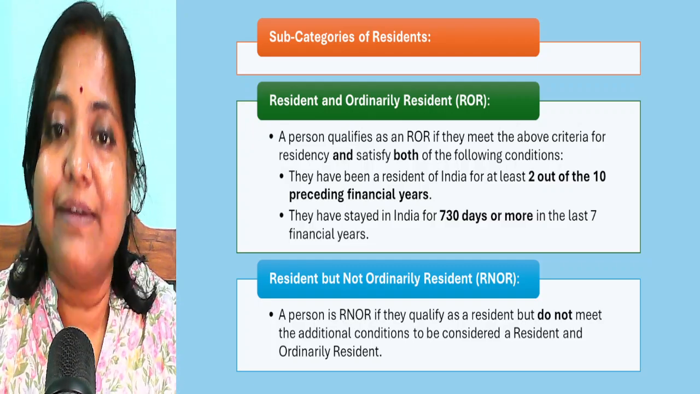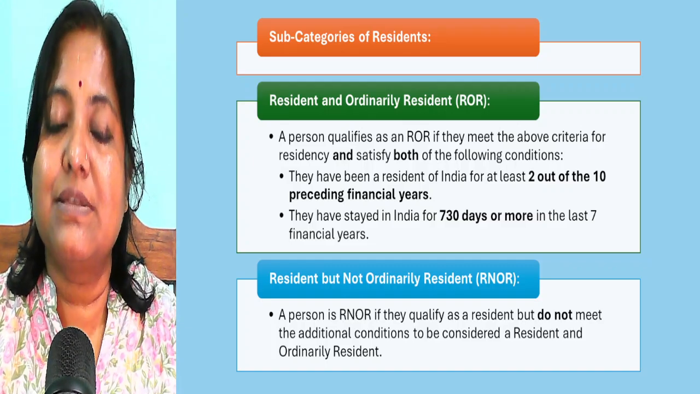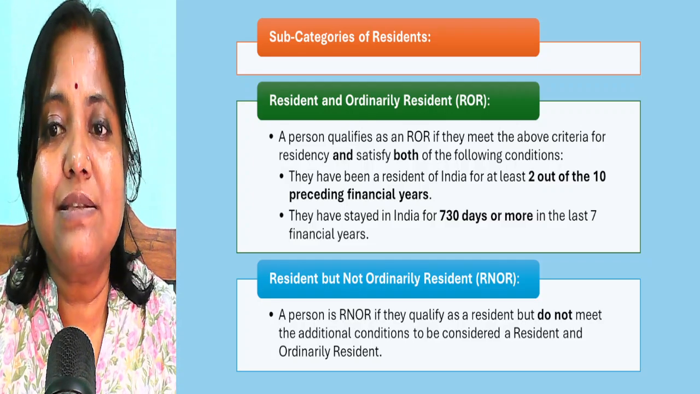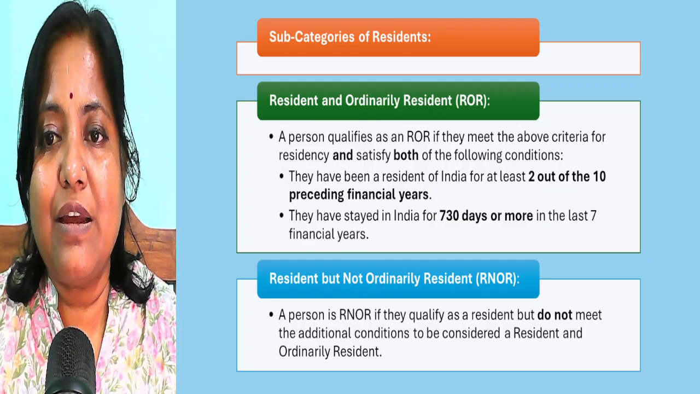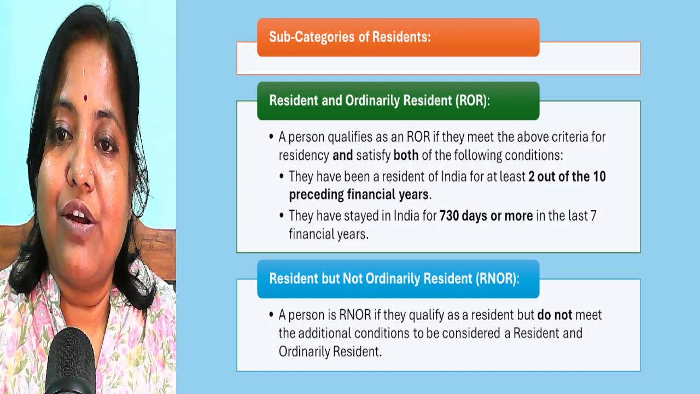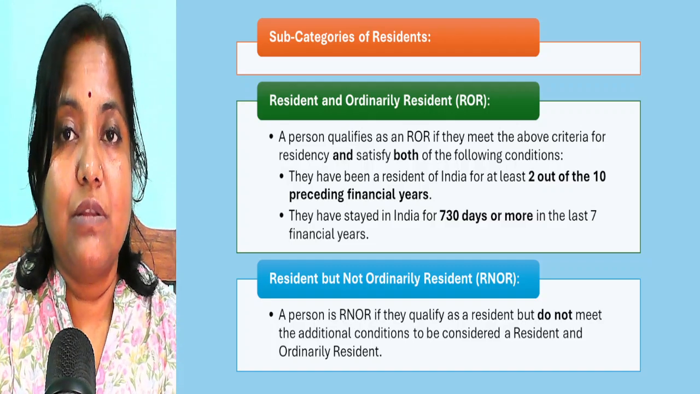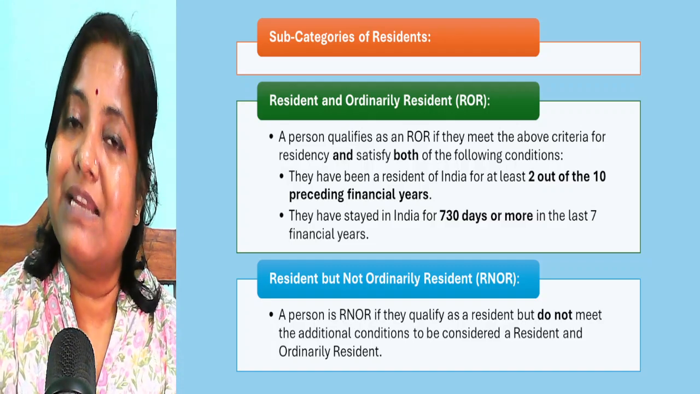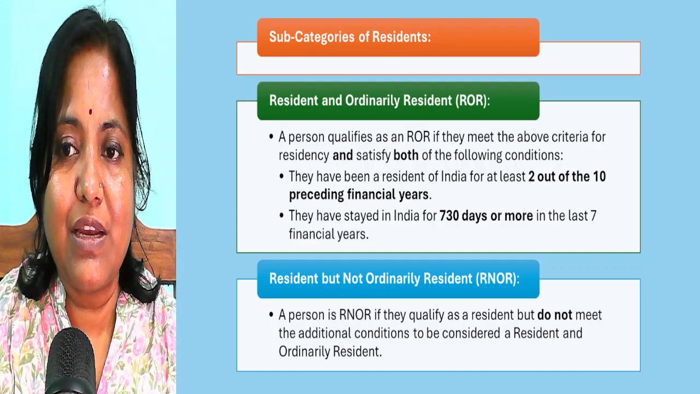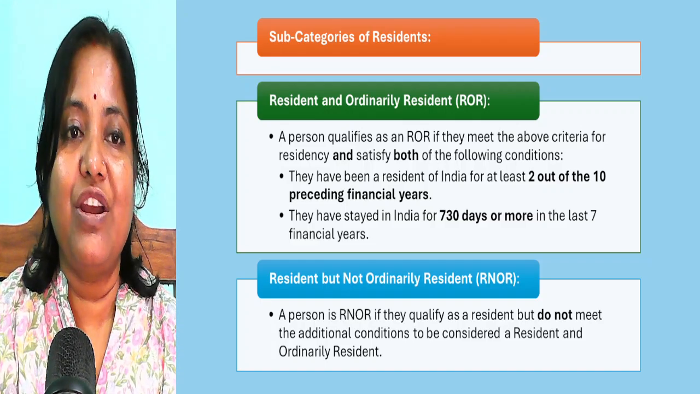Okay, and they have stayed in India for 730 days or more in the last 7 financial years, as well as 2 out of the 10 preceding financial years, right? Now, resident but not ordinary resident. An individual who satisfies the conditions of being resident, along with both the conditions of staying in India for 2 out of the 10 preceding financial years and 730 days or more in the last 7 financial years, becomes resident and ordinarily resident.